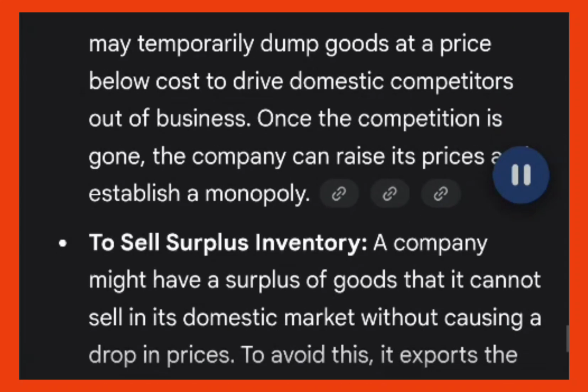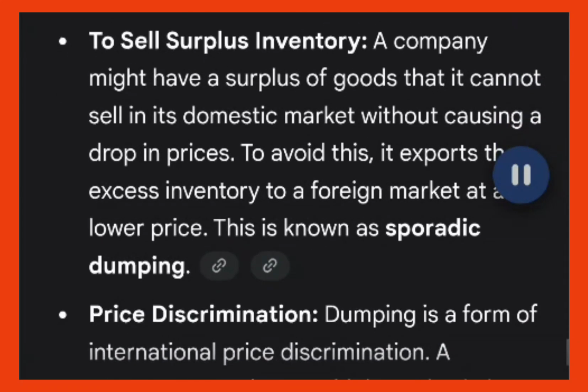To sell surplus inventory. A company might have a surplus of goods that it cannot sell in its domestic market without causing a drop in prices. To avoid this, it exports the excess inventory to a foreign market at a lower price. This is known as sporadic dumping.